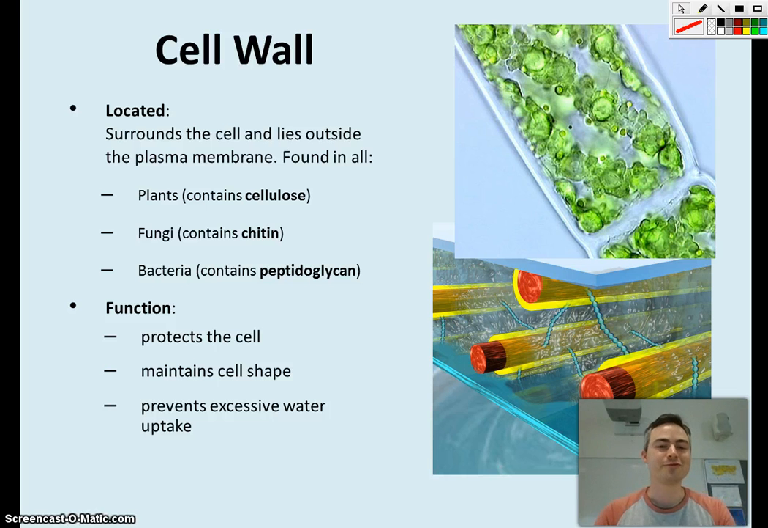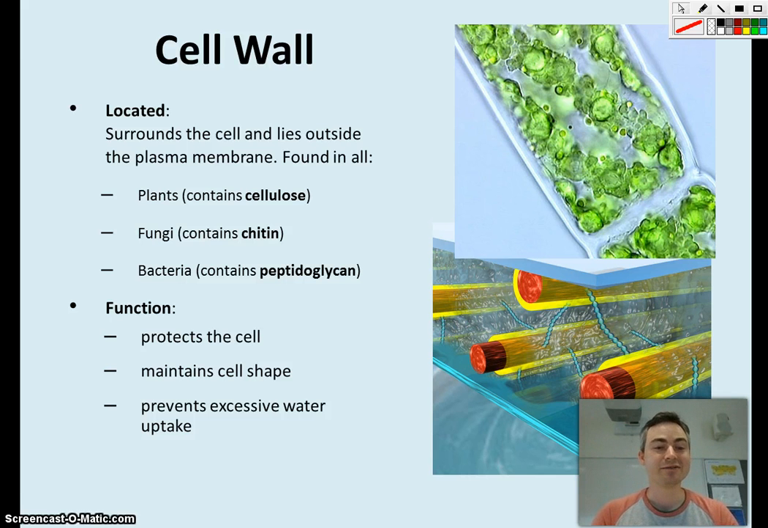And the cell wall, of course, you know the cell wall already. You know that animal cells do not have a cell wall, but plant cells certainly do. And the cell wall lies outside of the cell membrane. The cell wall is the outermost layer of the cell. And in plants, the cell wall contains cellulose, and that's an important molecule we need to remember. Cellulose is a polysaccharide. It's a carbohydrate, a complex carbohydrate.